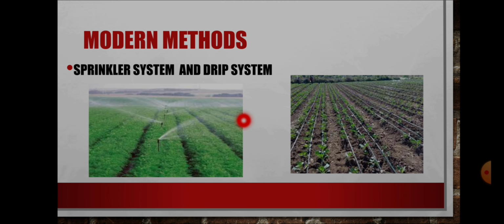That is the modern method. This is the sprinkler system and this is the drip system. These are the modern methods used by the farmers. In the sprinkler system, water is drawn from the bore well and sent through pipes. On top of the pipe is a sprinkler. See here, it sprinkles the water onto the field.